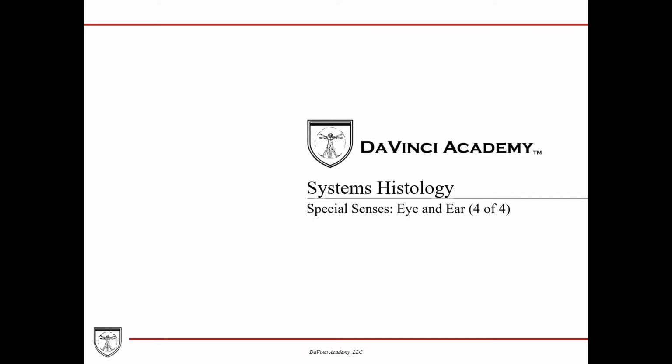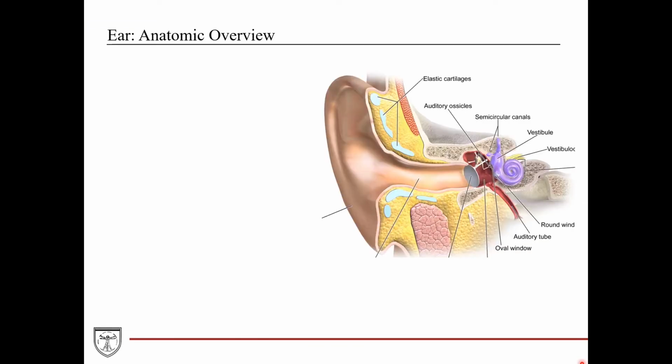This is the fourth and the last video in the Special Sensory series and is dedicated to the macroscopic and histological overview of the ear. We'll begin with the anatomic overview of the ear. Our ears are subdivided into three segments.